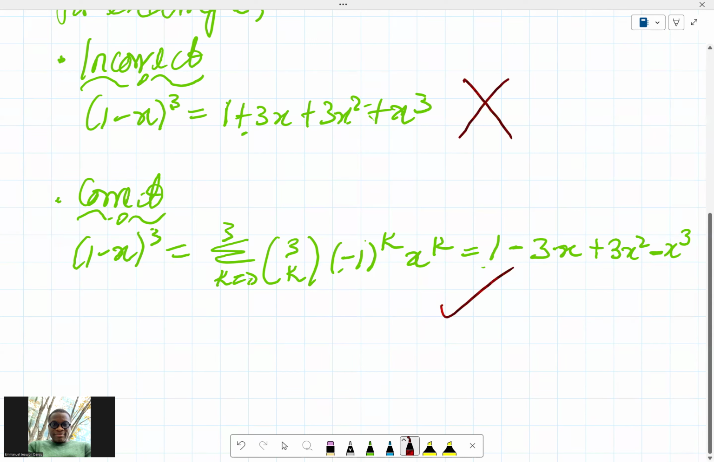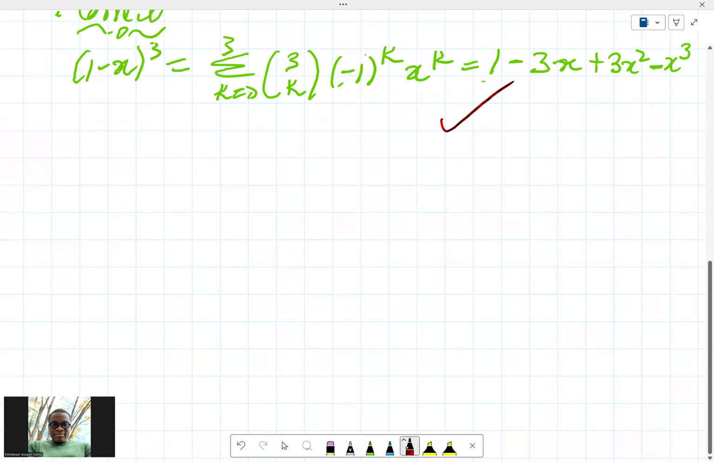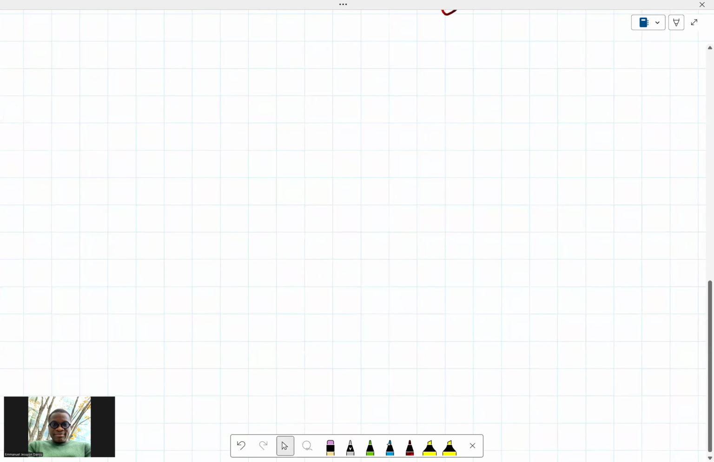Okay. So you want to pay attention to such signs when you're dealing with a binomial expansion that involves a negative sign. So that is the first situation. You can have sign errors easily if you do not pay attention. All right. So let's go for the next one.